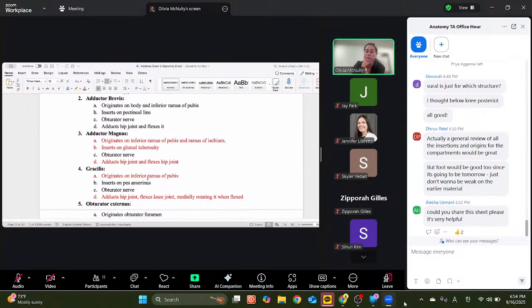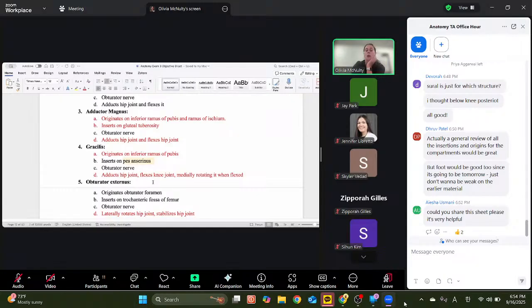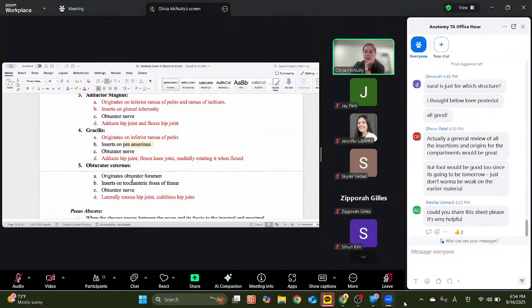Adductor magnus inserts on the gluteal tuberosity. Gracilis comes from the inferior part of the pubis, the inferior rami, and inserts on the pes anserinus with semitendinosus and sartorius. Obturator externus comes from the obturator foramen, and then it inserts on the trochanteric fossa of the femur.